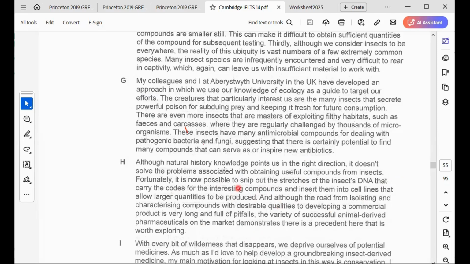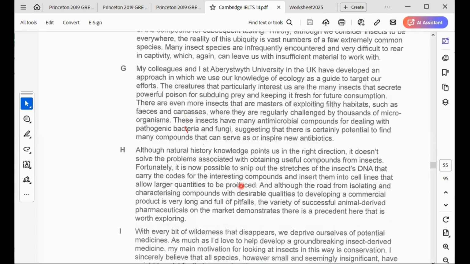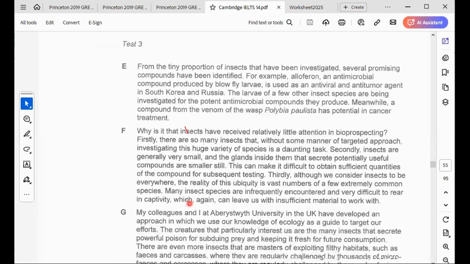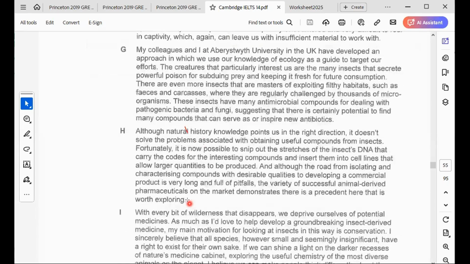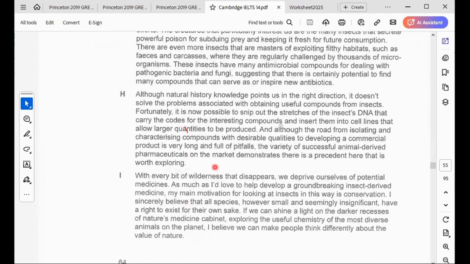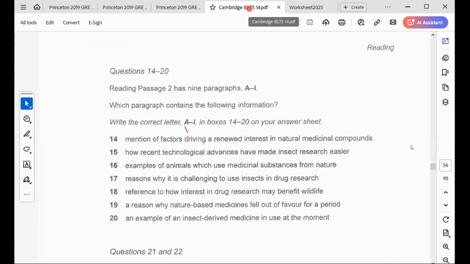So this one can be matched to statement number 15. Number 15 can be matched to paragraph H. So 15 is H. So I've solved everything from 14 to 20. I have my answers on my computer here. So I'm left with 21 and 22 for this passage.